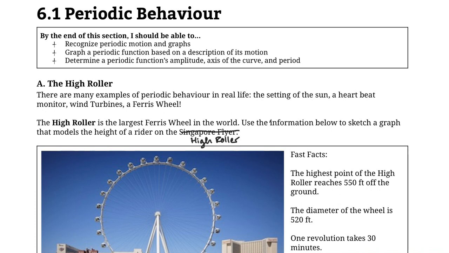We're going to use the High Roller as an example, and this is the largest Ferris wheel in the world. It's located in Las Vegas. So we're going to use the information below to sketch and model the height of the High Roller.